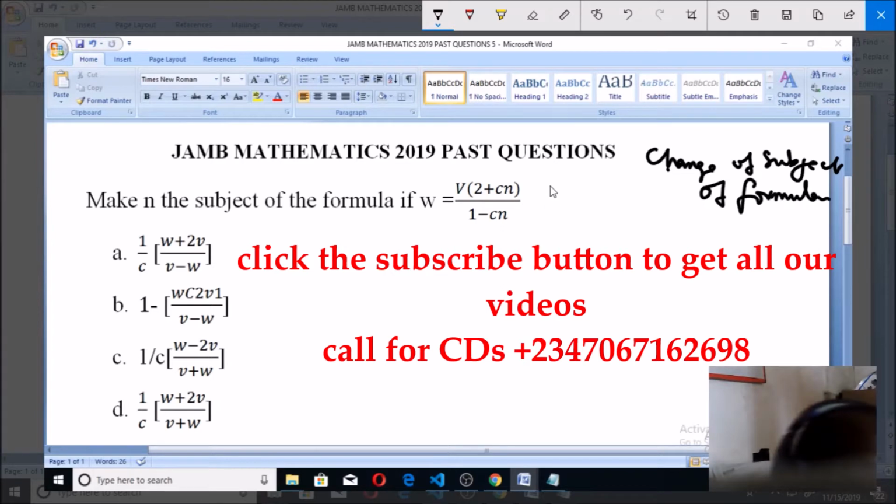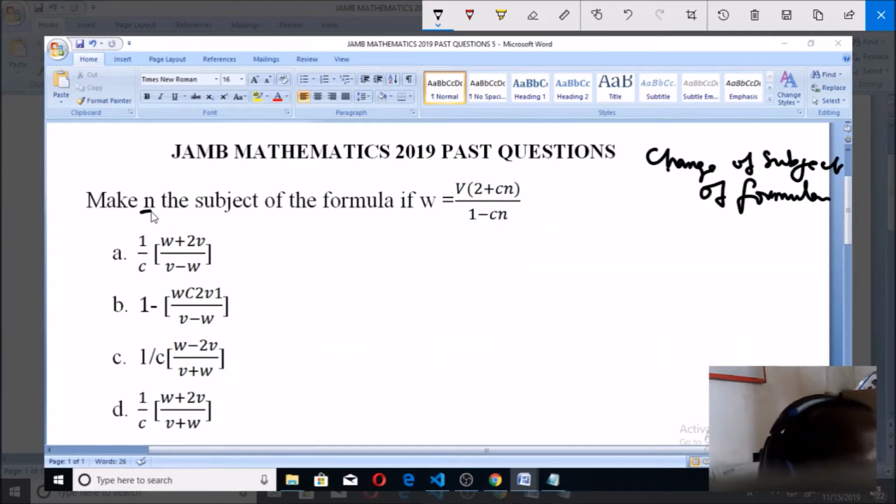So to solve this, we want to make n the subject of the formula. So these are the options that we have. So how do we go about solving this? It's very simple. We just need to look at it and try to get n to one side. You can see there is n here, there is n here. So to do this, first thing we are going to do is to cross multiply. That's the first thing we'll do.